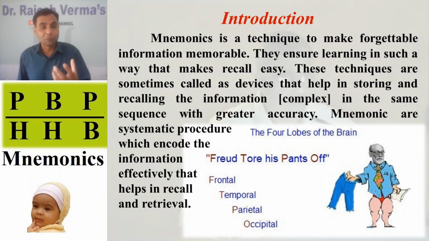So this helps in recalling the complex information in the same sequence with greater accuracy. A very wonderful property of mnemonics is that they help you in recalling the information correctly, as well as in the same sequence and with better accuracy. Mnemonics are systematic procedures which encode the information effectively, that helps in recalling and retrieving. That is retrieval. They in fact anchor the mother information with an interesting device or cues that you can easily remember.